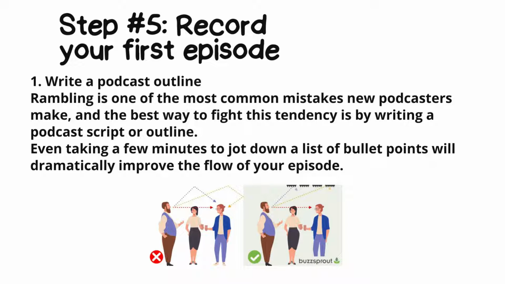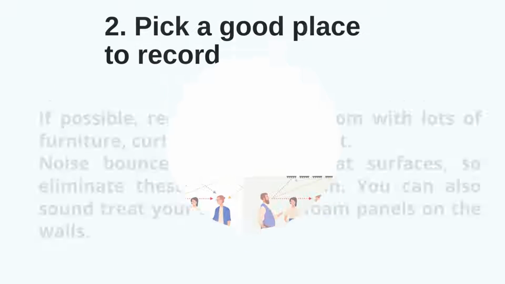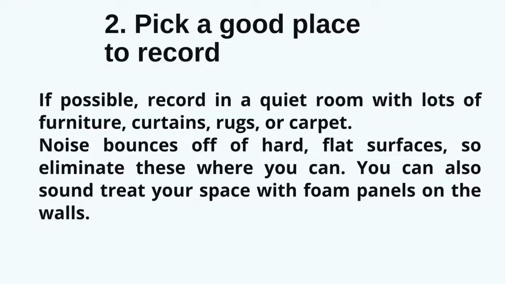1. Write a podcast outline. Rambling is one of the most common mistakes new podcasters make, and the best way to fight this tendency is by writing a podcast script or outline. Even taking a few minutes to jot down a list of bullet points will dramatically improve the flow of your episode. If you're working with a co-host, share the outline with them so you can work on it together.